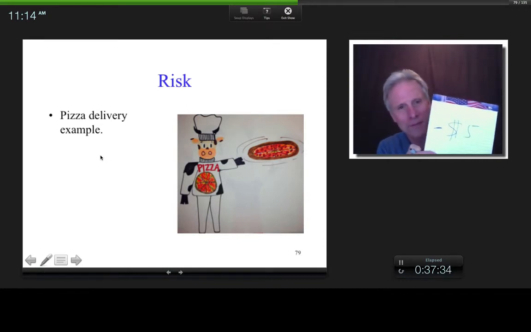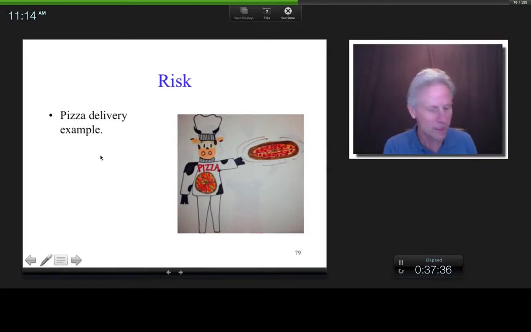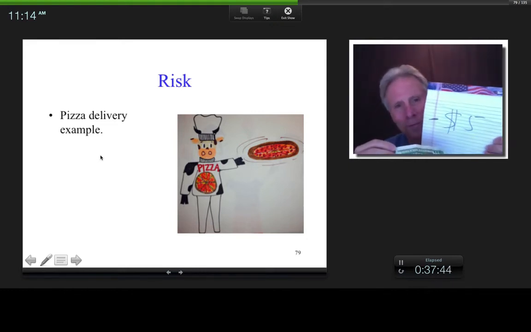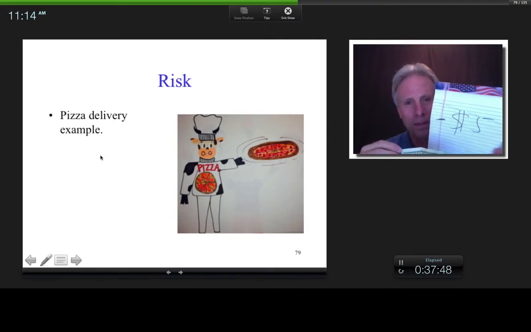So the pizza guy comes to the door and brings me the large pizza, and what do I end up paying? Do I end up paying this whole 20, or do I in the end up paying 15? I'm ignoring the tip.